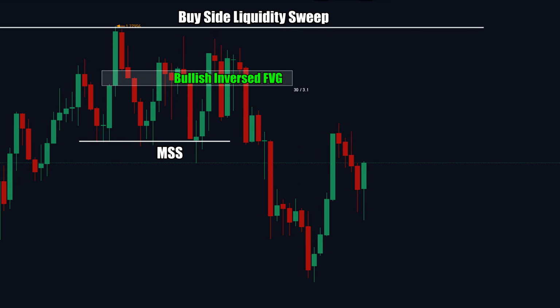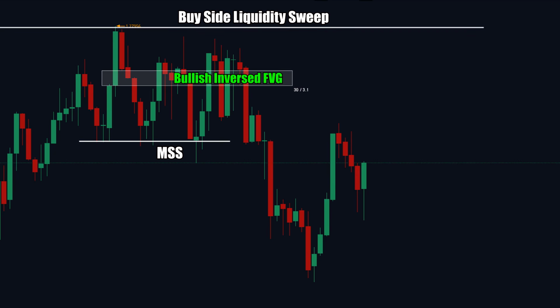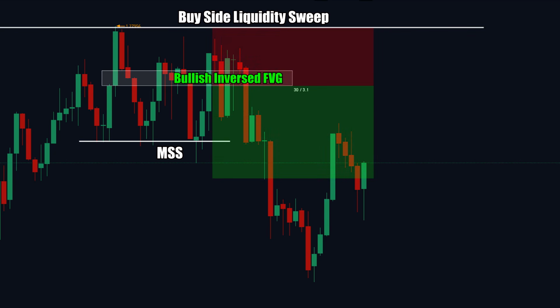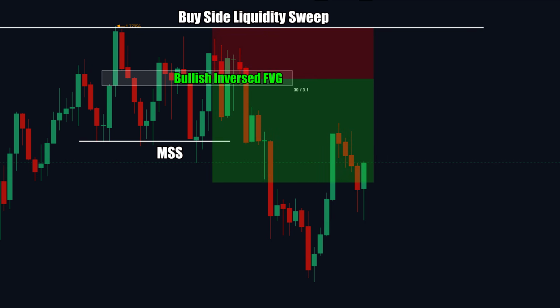With these two key confirmations, price breaking the gap and the structure shift, we can anticipate a return to the inversed fair value gap zone before price continues its move toward the sell-side liquidity. When it comes to placing an entry, there are two strategies to consider. The first option is to place a sell limit order at the lowest point of the inversed fair value gap. The second option, which tends to offer a better risk-to-reward ratio, is to place your entry at the consequent encroachment, the 50% level of the inversed FVG.